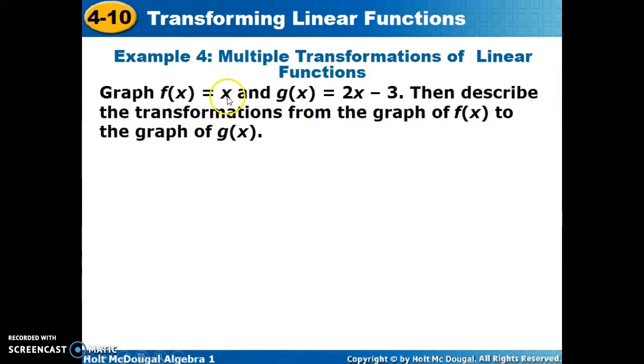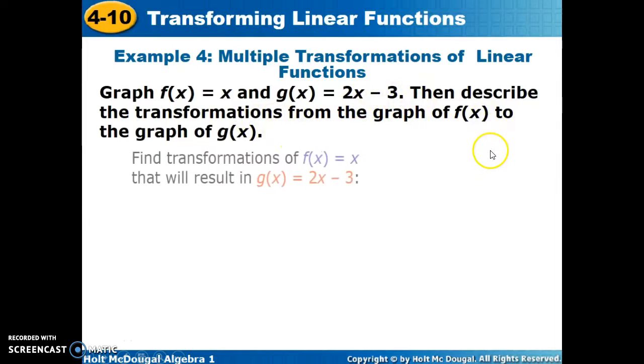What if multiple things are going on? Let's look at f of x equals x, our parent function, and compare it to g of x equals 2x minus 3. Describe the transformations from f to g.